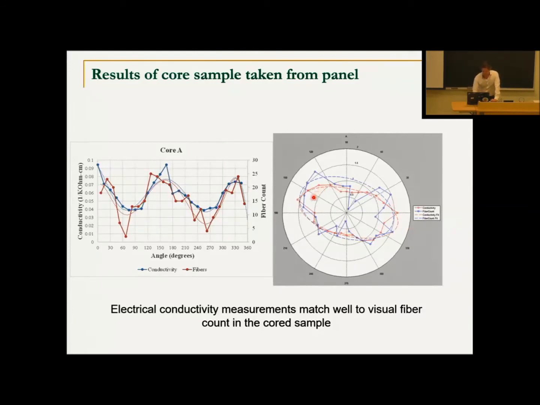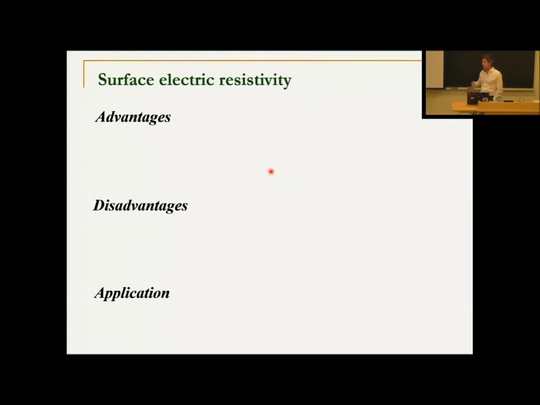And so here you see it's kind of an elliptical behavior of the resistivity over the circular path, and if we changed that circumferential measurement to an angle, we see that that correlated very well with the fiber content around that circumference, which we measured visually. So just an example of how you can take these measurements beyond simple corrosion prediction.